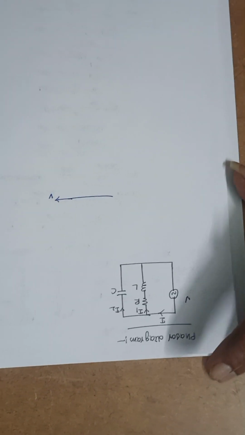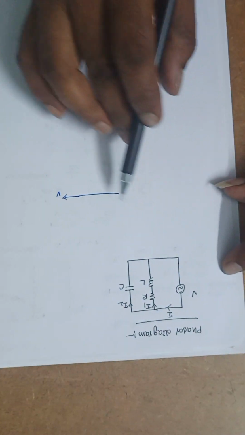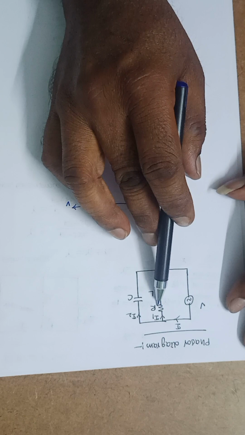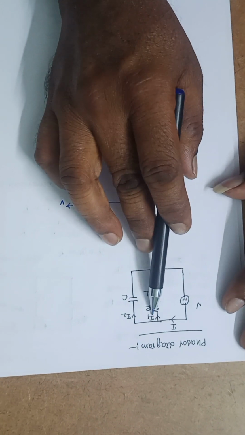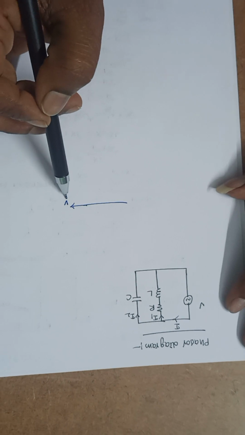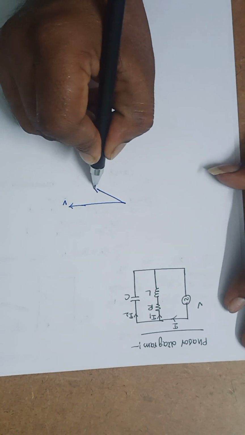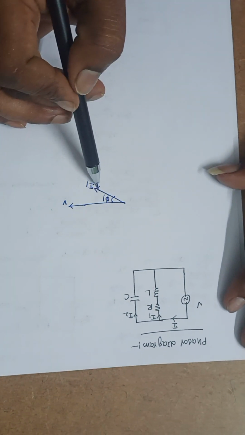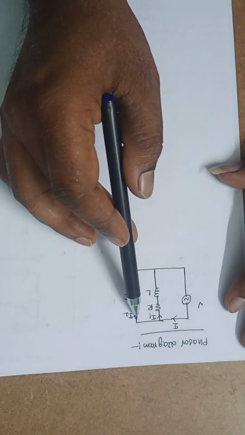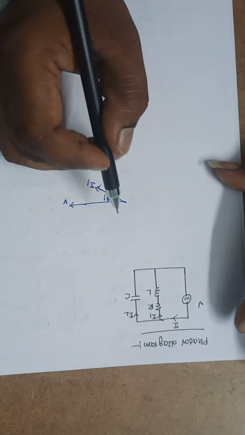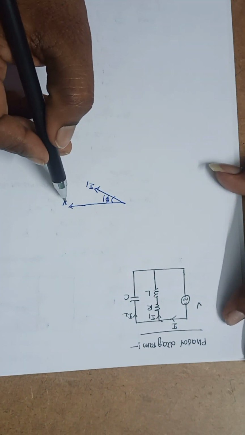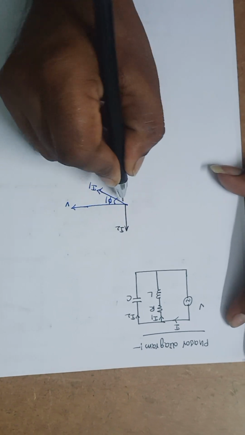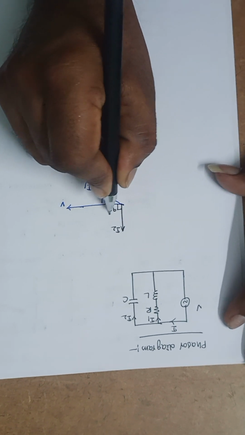Now I1, I2, I need to represent in this phasor diagram. I1, this current is flowing in an RL series circuit. So this current I1 lags the voltage by an angle phi 1. So this is I1 by an angle phi 1, because it is an RL circuit, current lags the voltage by an angle phi 1. It is pure capacitance. In a pure capacitance, this current leads the voltage by 90 degrees. So this will be I2. I2 will be like this. It is 90 degrees.